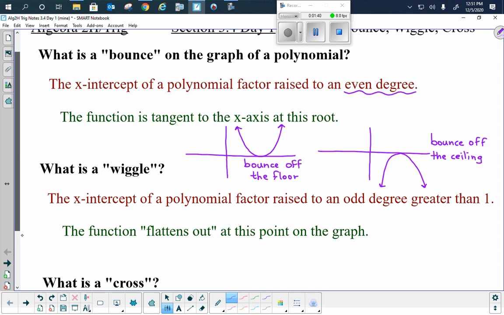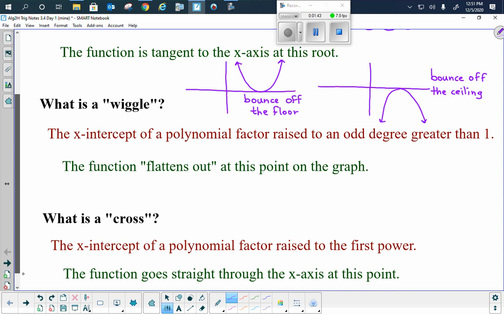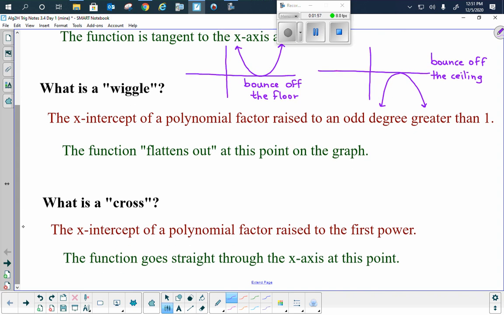So the next one, what's a wiggle? That happens when the x-intercept of a polynomial factor is raised to an odd degree greater than 1. An odd degree greater than 1. For this one, the function flattens out at this point on the graph. Let's say, for instance, I'll use a different color so you can see, at this point it's going to flatten out that way. I know it comes from above the x-axis through that flattened out point and goes below the x-axis.